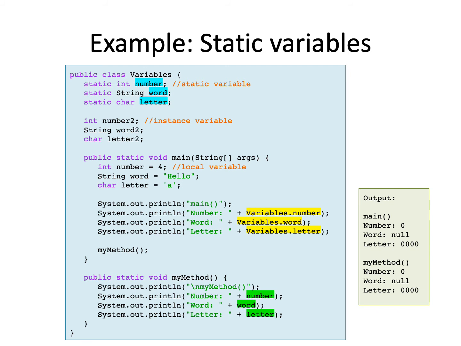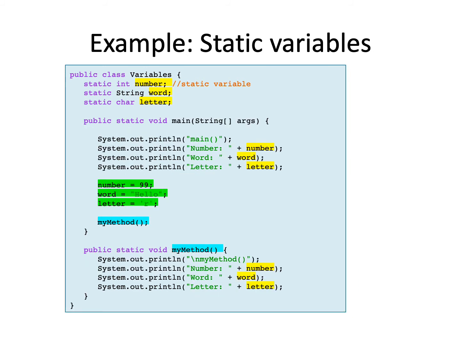In my method, we do not have to write class name.static variable name because it does not contain any local variables. However, if we want to write it as variables.number, variables.word, and variables.letter, we can. It doesn't make any difference to the output. When we run this code, the output that we will get is, in both methods, number is 0, word is null, and letter is 0000.